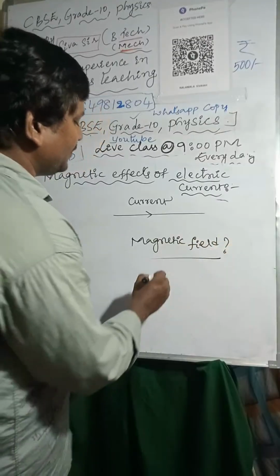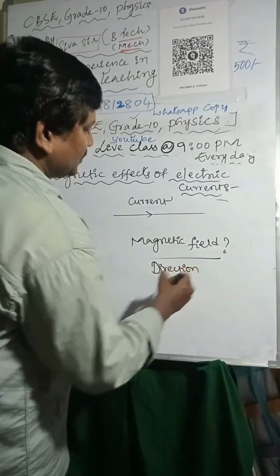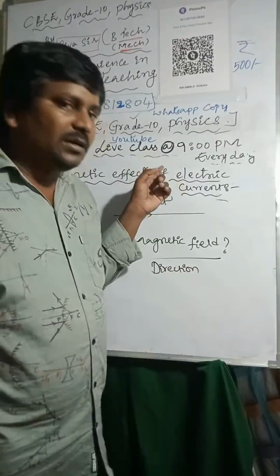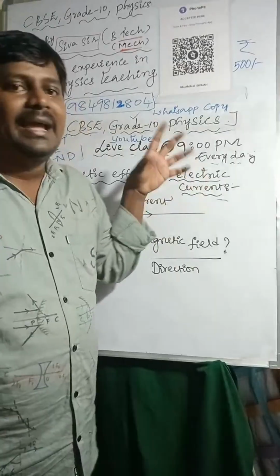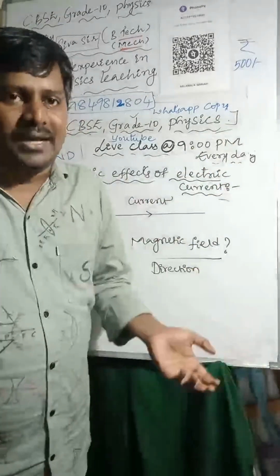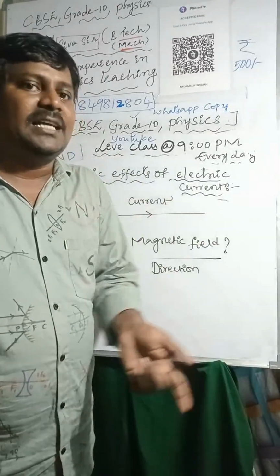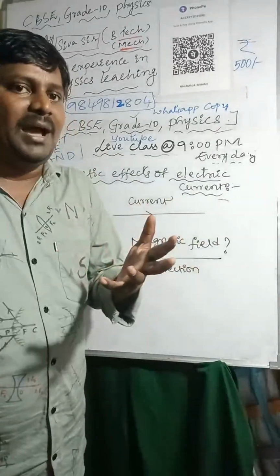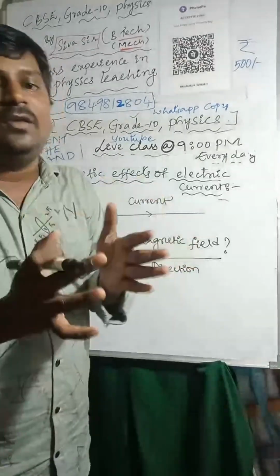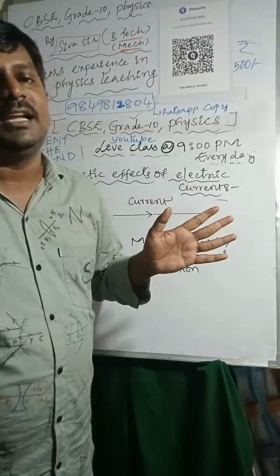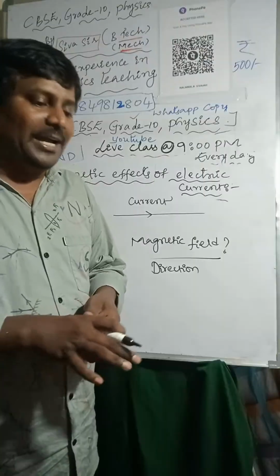How can we identify the magnetic field direction? When the current is passing through the conductor, it acts as a magnet. It produces a magnetic field. It behaves as a magnet. So the magnetic field will be formed around the conductor. Which rule will we use to identify the magnetic field direction? By using the right hand thumb rule.